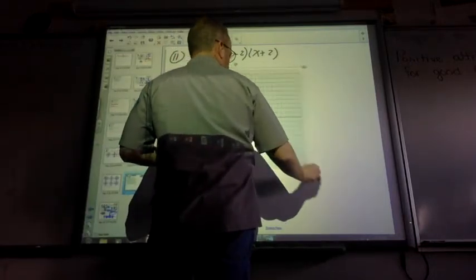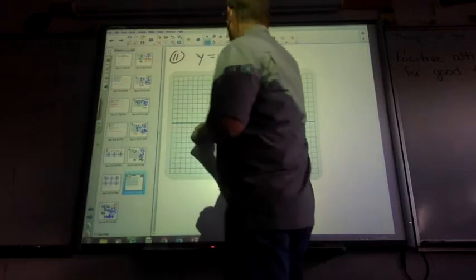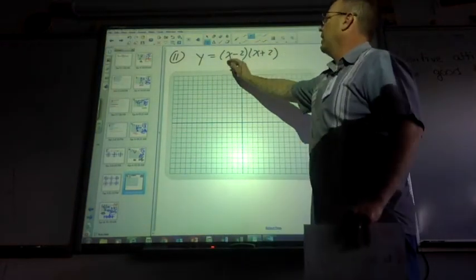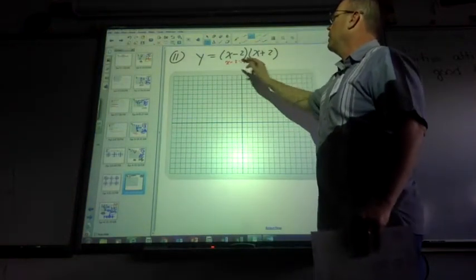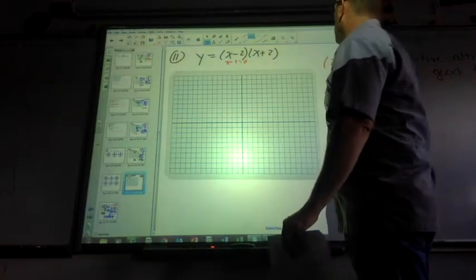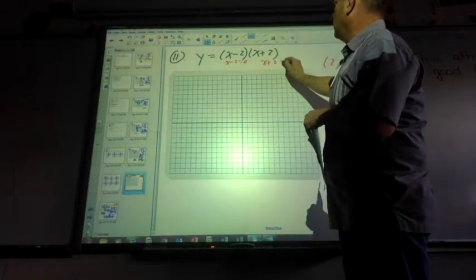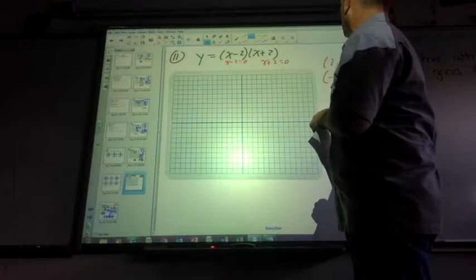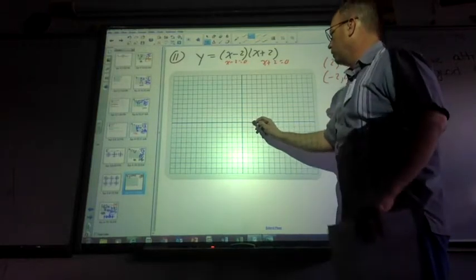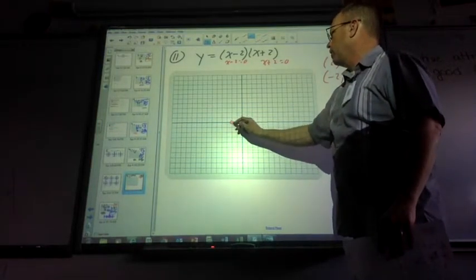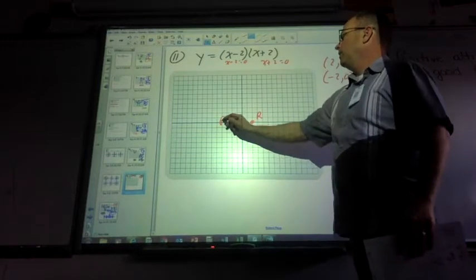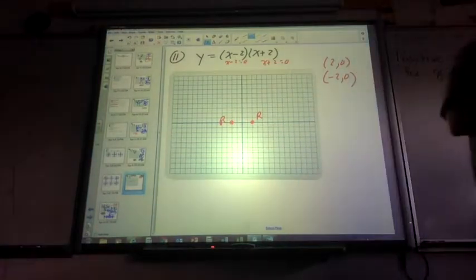This is set up to allow us to find the roots pretty easily. Agreed? So if I go x minus 2 equals 0, I get a root at 2 comma 0. If I go x plus 2 equals 0, I get another root at negative 2 comma 0. So 2 comma 0, negative 2 comma 0. Those are my roots. These are in factored form, so it sets it up nicely for us.